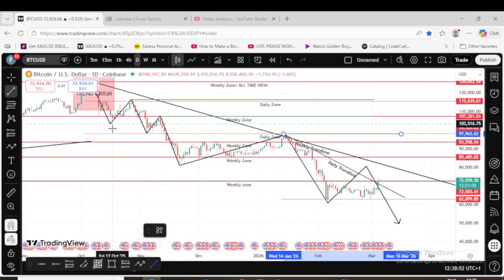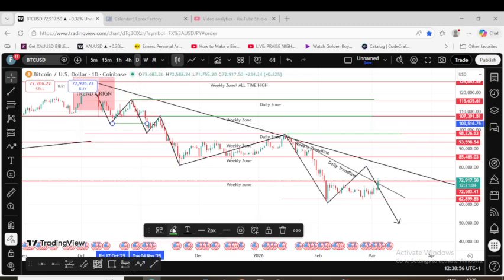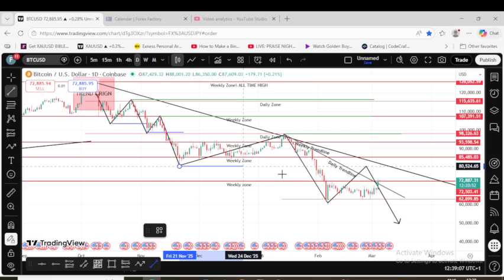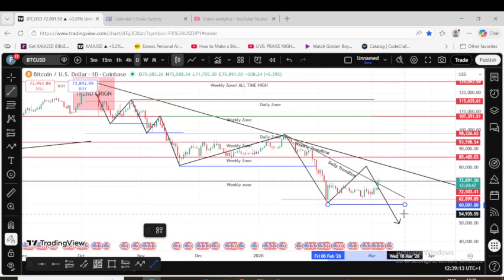Now we have a lower low here. We'll make our lower lows blue. Here we have another lower low. Here we have another lower low. And then here we have another lower low.